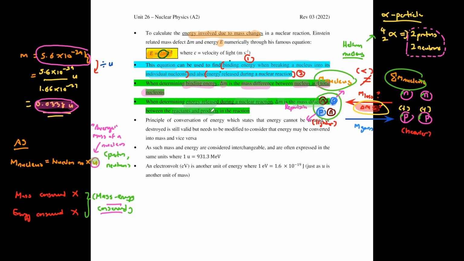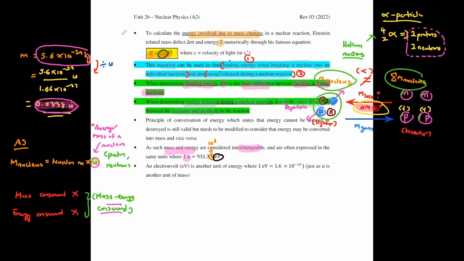A lot of times you will notice that when you do your questions, they tend to use mass and energy terms interchangeably, where they tell you that a mass difference of 1 u is equivalent to this amount of energy, 931.3 MeV. In case you haven't learned what MeV is already, the capital M here is mega, which is 10^6. It's the prefix of the unit eV.